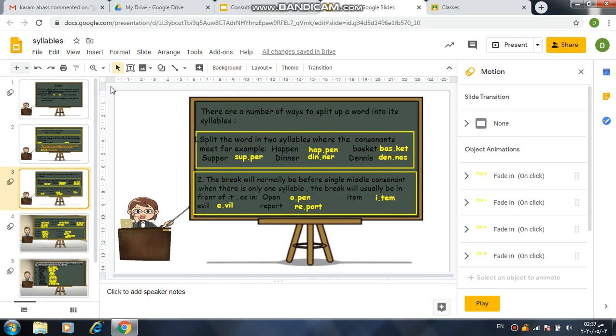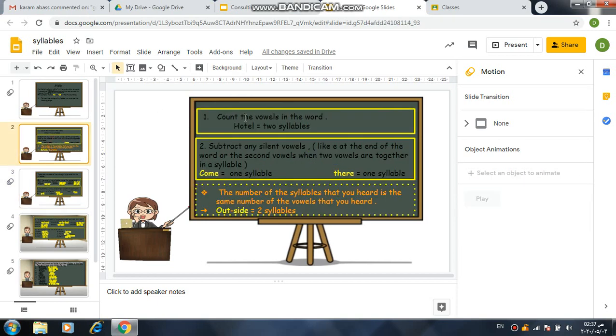There are a number of ways to split. Sorry. The first way to count the number of syllables is to count the vowels in the word. Look here, hotel. It consists of 2 vowels, O and E. So it consists of 2 syllables. Let's go here.